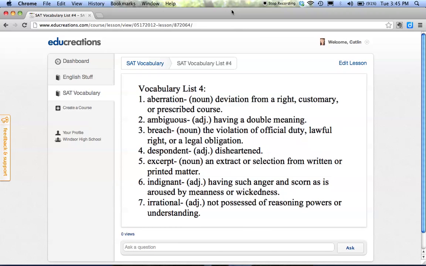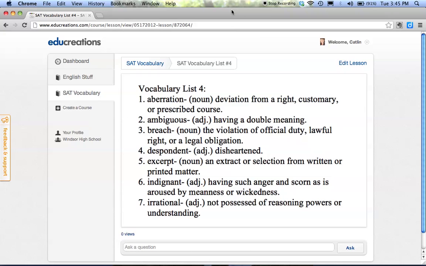3 is breach, and a breach is a violation, usually of like an official duty or some law or some legal obligation. A lot of times you'll hear this word in the context of a contract, so a breach of contract, which means you have signed a contract saying that you're going to do something. A breach of that contract means you have violated it in some way. You did something that you were not supposed to do.